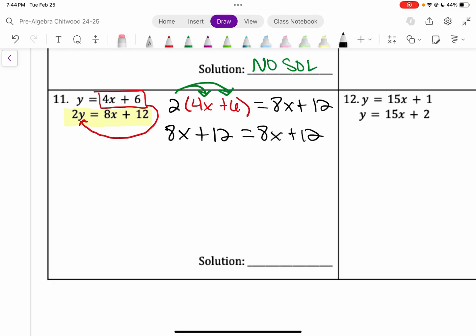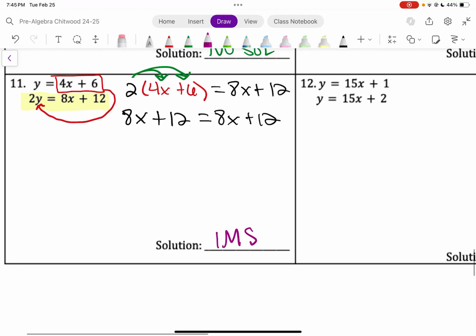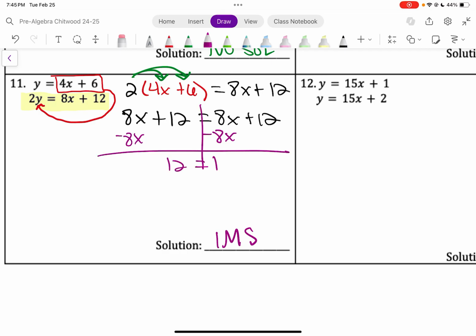Now you can see I have the exact same thing on the left side and on the right side. It's the exact same thing. So I can stop right here and say I have infinitely many solutions. If you're wondering how does that work, let's say I wanted to start by moving my variable first. Minus 8x, minus 8x. Then I have 12 equals 12. Now you can see that it's infinitely many solutions.